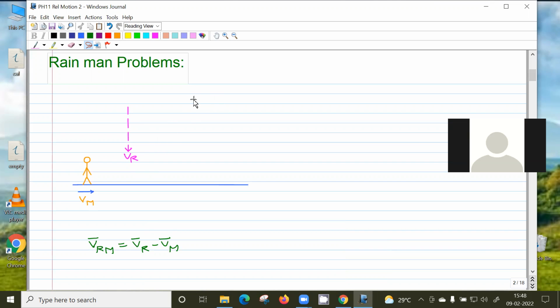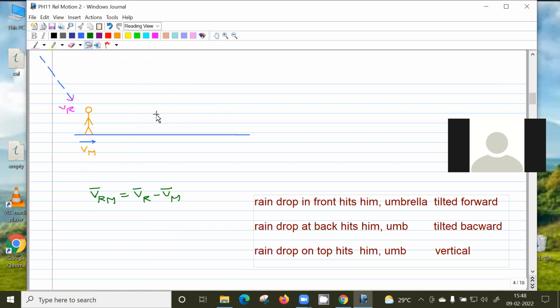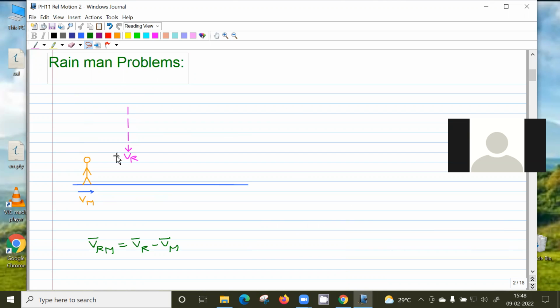So another possibility is the rain is falling at an angle. With respect to the ground, there is one more possibility, right? It can fall this way. It all depends on the wind direction. Okay. So in this situation, what will be the direction of the umbrella? If the man is walking, he has to hold it tilted. So if the man is walking here, it will be in this direction, right? If the man is not walking, it will be vertically upwards.